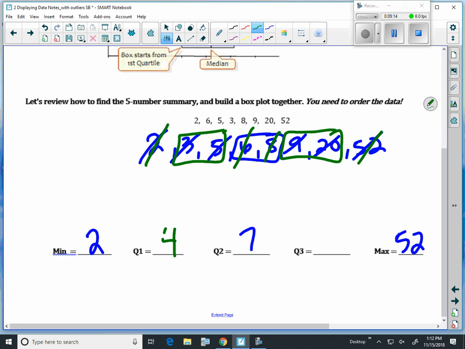And then halfway between 9 and 20. 14.5. Get there. Okay, that's just skills from yesterday. That's why I breezed through that.